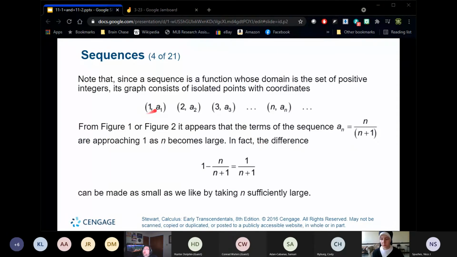We can set up our sequence as a sequence of points. So we would just put the n value as the x terms and my answer for the sequence as my y values. And that would give me the graphical representation of my sequence.